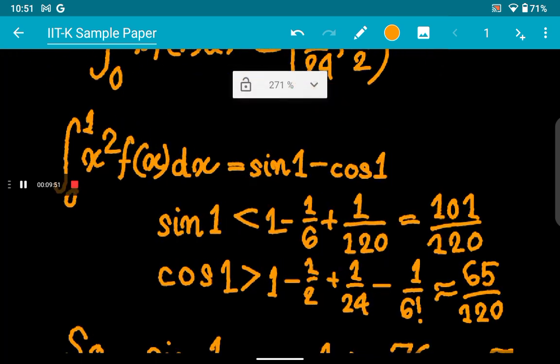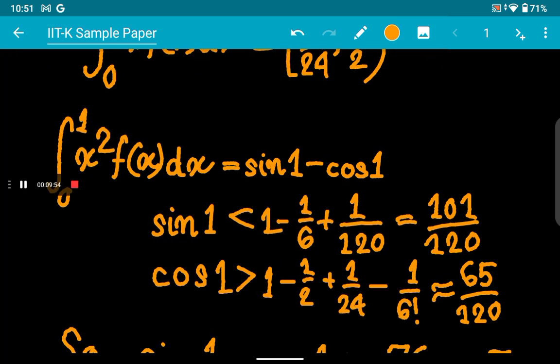This part was the last part of the problem. If we work out this integral, it will come out to be sin 1 minus cos 1. I mean, it's just the integral of x sin x dx from 0 to 1, and you can integrate by parts to obtain this value. Now see one thing: for the minimum value of this integral, we need the minimum value of sin 1 and the maximum value of cos 1.